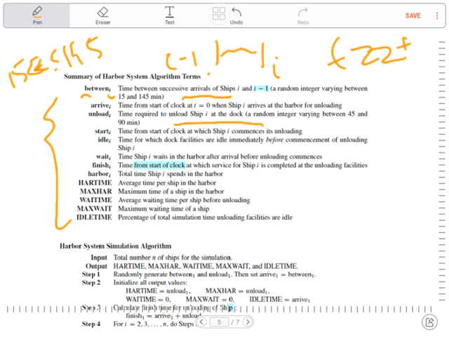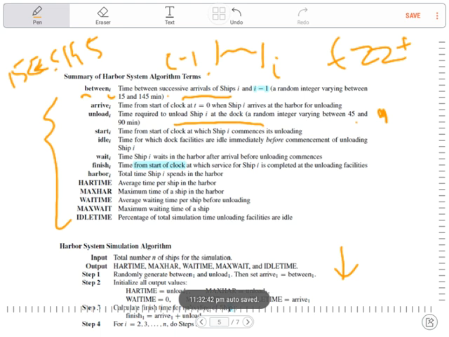Now again there is a restriction here, as was imposed at the very beginning, that it should be a random integer varying between 45 and 90 minutes. So two restrictions were given at the very beginning. One was the arrival time, the time gap between two successive arrivals. It should not be less than 15 minutes and not greater than 145 minutes. Next is the unloading time. It should not be less than 45 minutes and it should not be greater than 90 minutes. So this is the restriction we have to keep in mind while we try to simulate the algorithm.